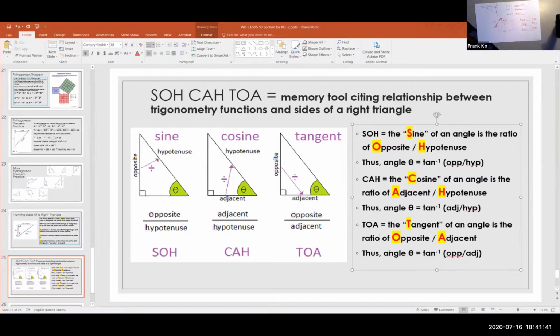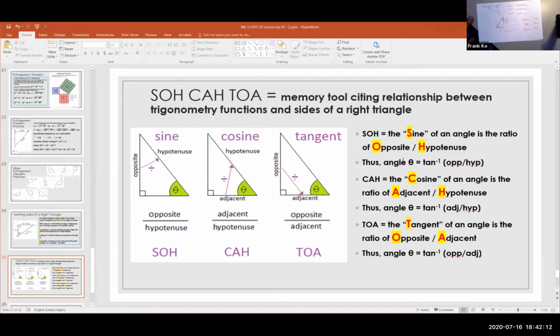Ratio. The ratio of opposite over adjacent. Can you see the T, the O, and the A? All right. Now, underneath each of these relationships is ultimately the formula that we want. The formula we want is not so much the sine of an angle, we want the angle. So look at the very first one on top. Is the sine of an angle equal to the ratio of opposite over hypotenuse?